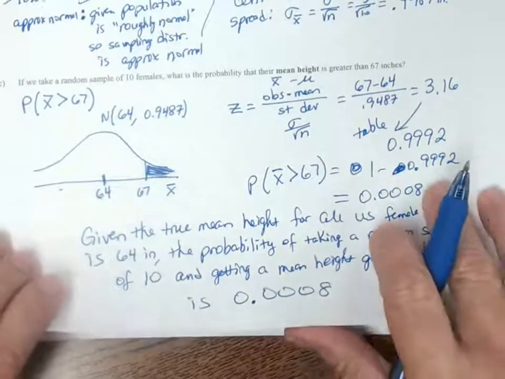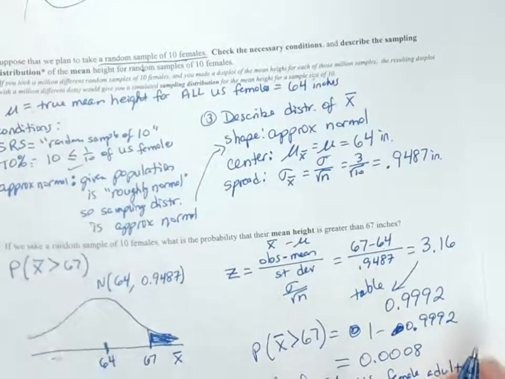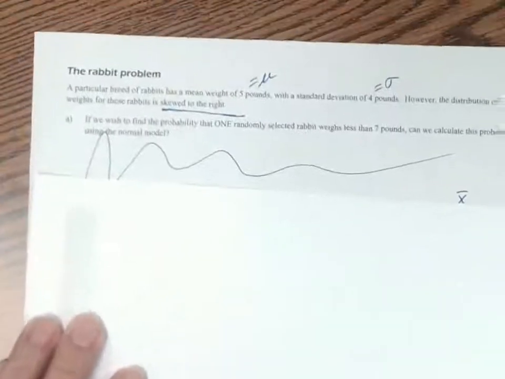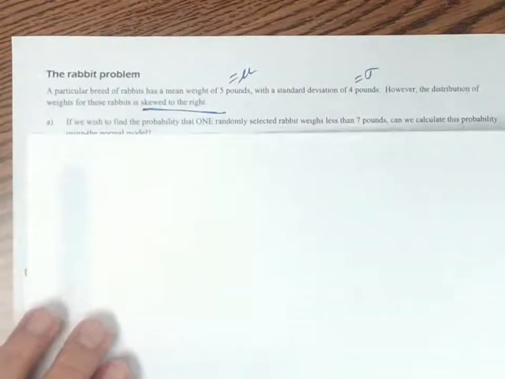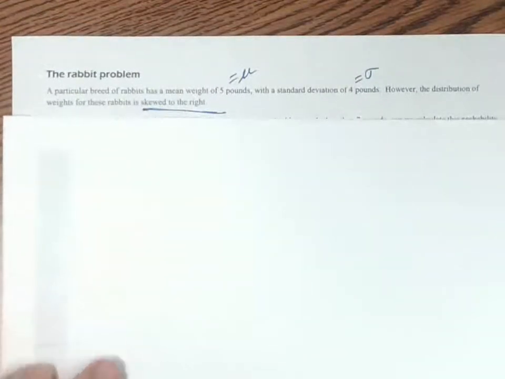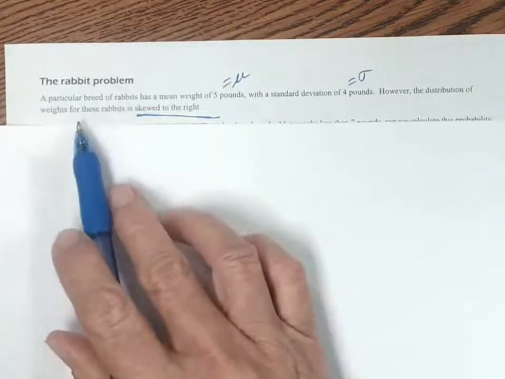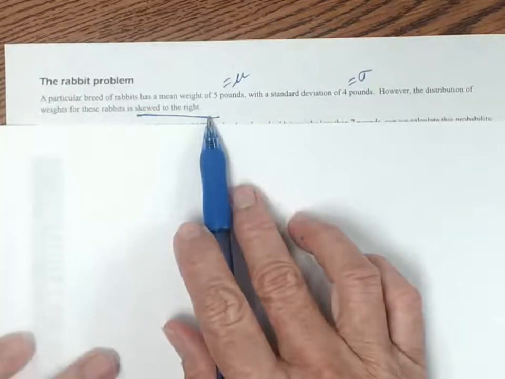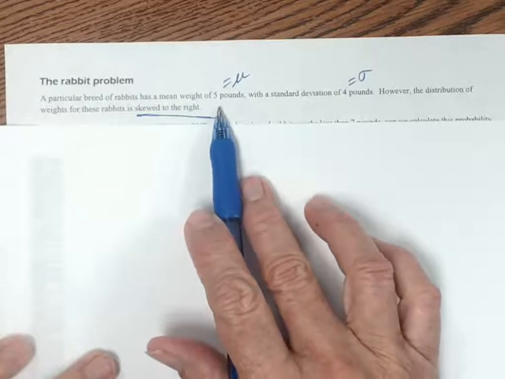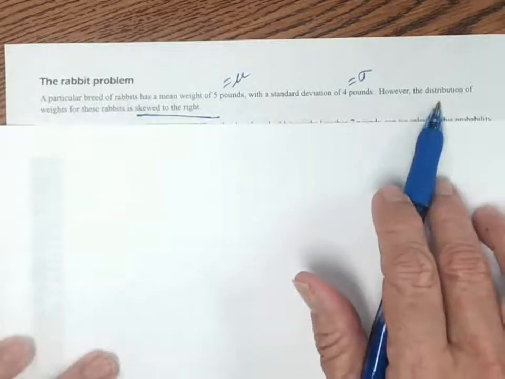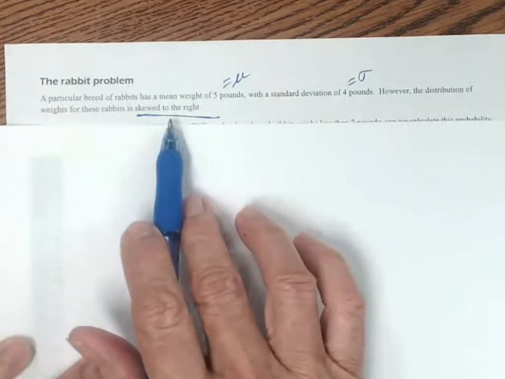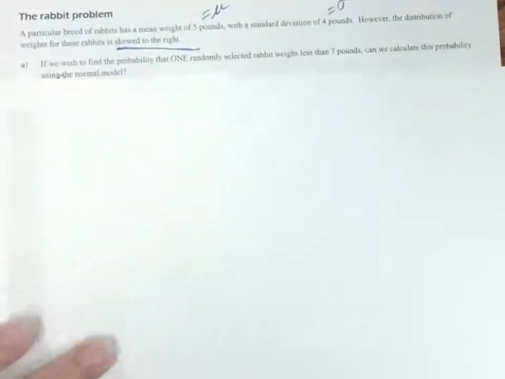Okay, so I've got a second one for you to practice on, and we'll go over that in class. This is a rabbit problem. Again, you want to skip part A, because that's not really what we're looking at. We have a particular breed of rabbits where the mean weight is 5, the standard deviation is 4, and the distribution for these rabbits is skewed to the right. So it's important that you note that.